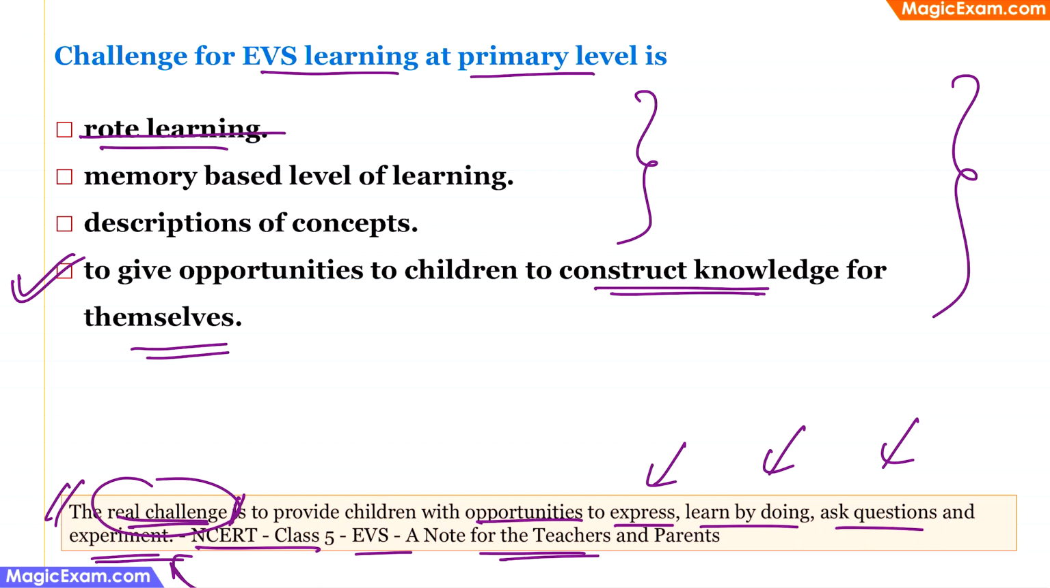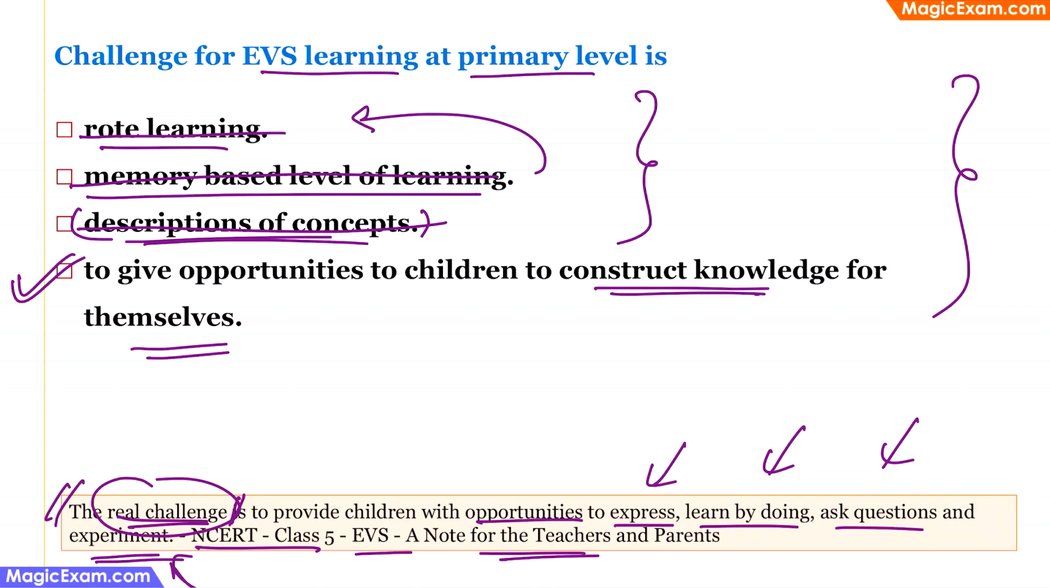Next, memory based level of learning. Now this again is nothing but just rote learning or memorization. So it is not a challenge. Next, description of concepts. Descriptions are available in textbooks. You can just Google them and you'll find it in Wikipedia or any of the other sources. So description of concepts is not a challenge at all. It is teaching those concepts and ideas to children and making them understand the implication of those concepts in real life. That is the challenge. Therefore, descriptions are not a challenge at all. Therefore, this also can be eliminated.